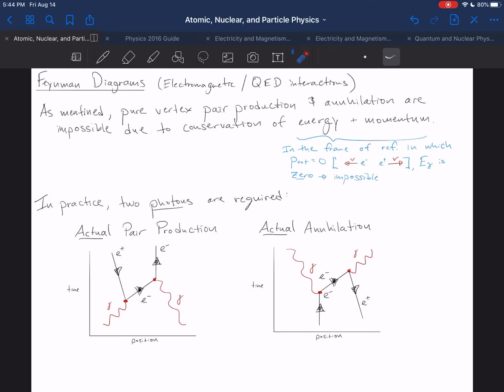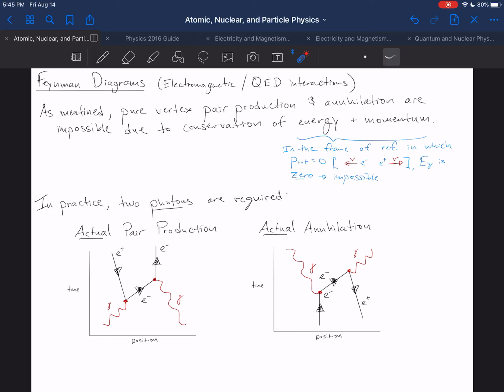However, in practice, you can get actual pair production and annihilation. It just takes an extra step. So take a look at this particular diagram. In it, you have a photon coming in. It undergoes a single vertex interaction where it produces an outgoing positron and an outgoing electron. That electron then absorbs another incoming photon and scatters off it.